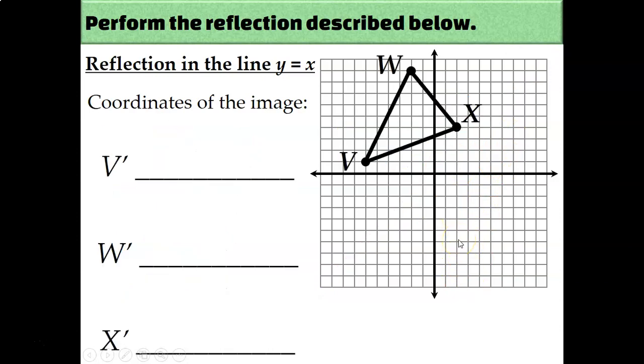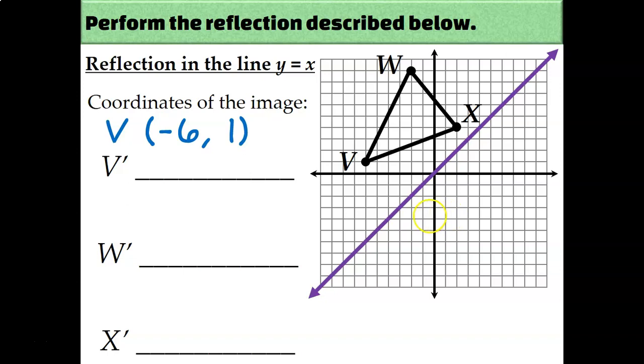Let's try another one. Again, we're going to reflect in the line y equals x, and there's two ways that we could go about doing this. You could just write down each of our pre-image coordinates. V is the point -6, +1, so V prime must be the flip-flop of that, because y is x and x is y. So V prime would be 1, -6, which is this point right here.